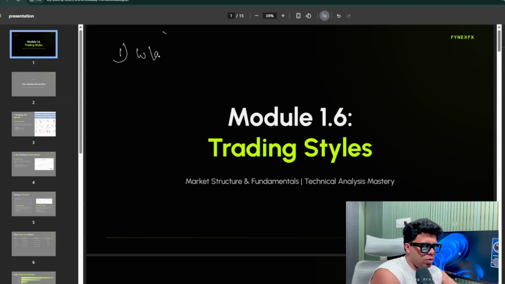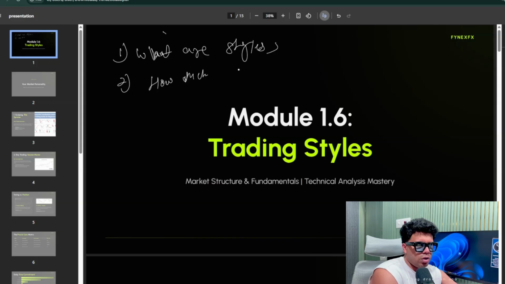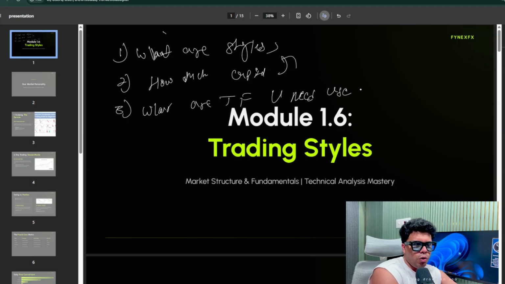we are going to understand what are the styles in trading. What are trading styles? Okay, the second one, how much capital is required for these styles. Okay, the third one, what are the time frames you need to use for each style. And fourth, you're going to understand the timings.